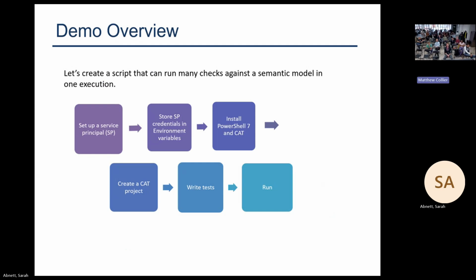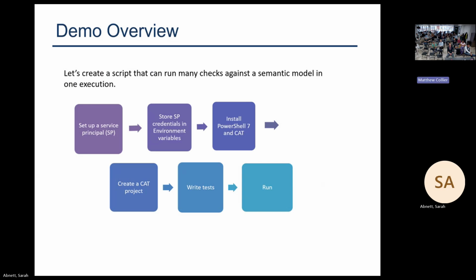So my pre-recorded demos, this is basically what we're going to do to get an automated test project up and running. First, we need a service principal. You may already have one. They're really useful for being able to connect to REST APIs and interact with Fabric and Power BI. But if you don't have one, they are really easy to set up. Obviously, you need permissions. You might need to ask someone with the right permissions to do it for you. You really just go into Microsoft Entra ID and create an app registration. It's as simple as that.